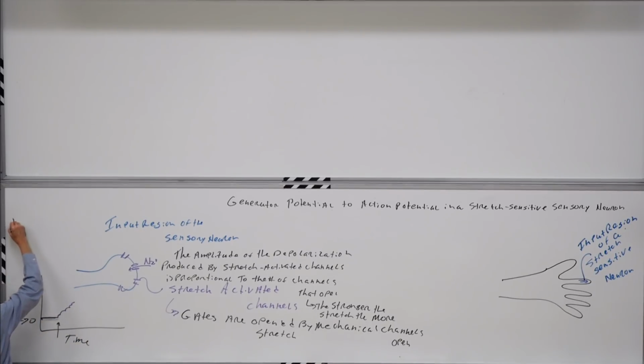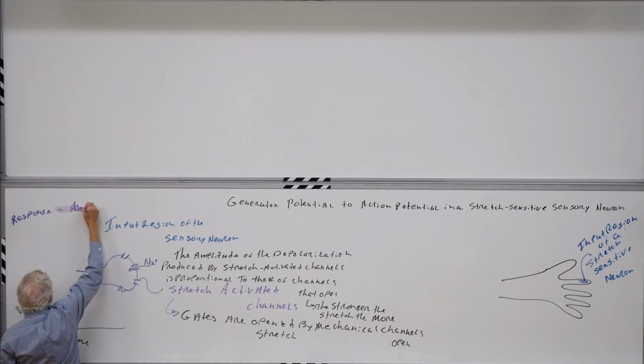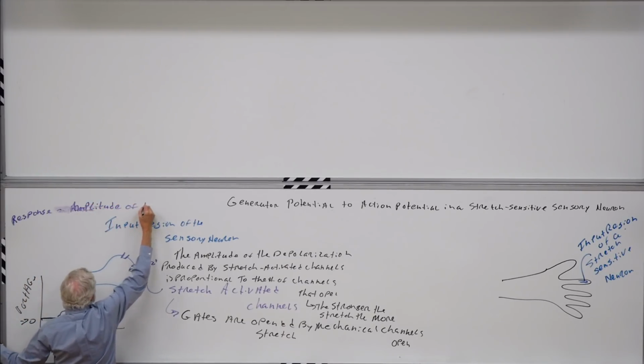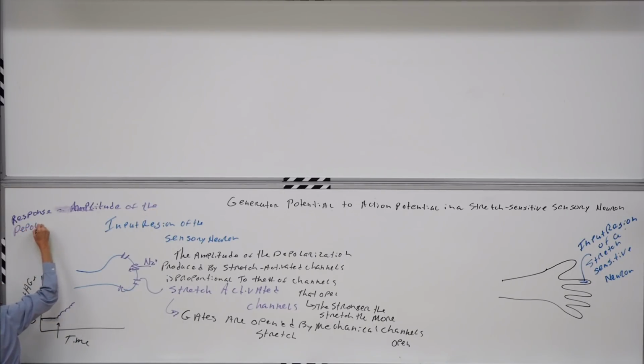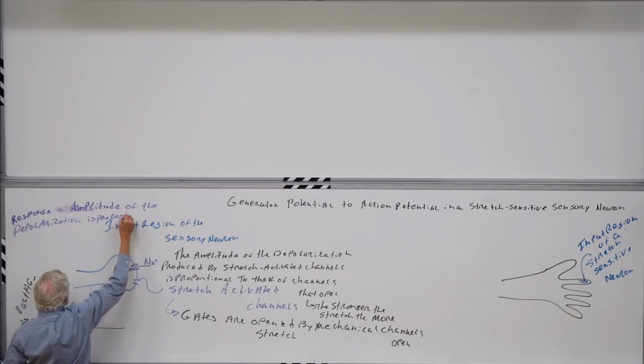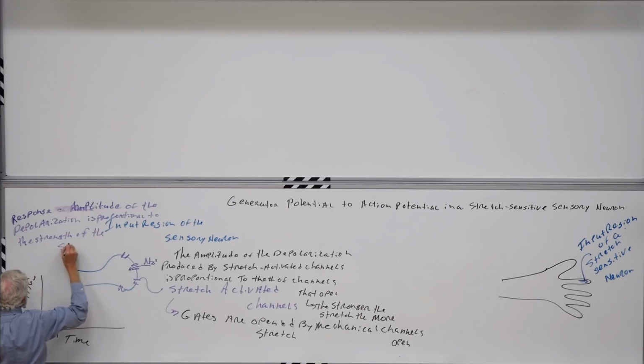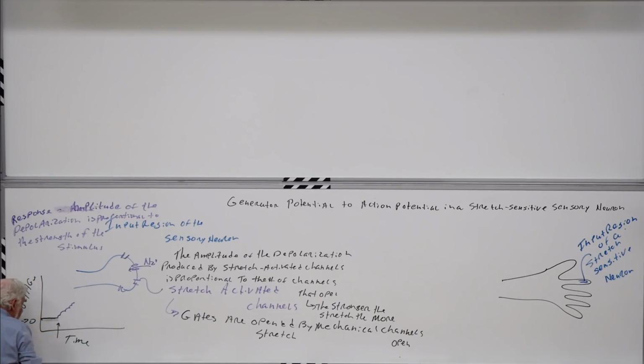We can say that the response, the depolarization, we should even say the amplitude of the depolarization, is proportional to the strength of the stimulus. Now, some of you who have taken some other courses will recognize it is not direct, it's a logarithmic arrangement, but regardless, the more we pull on the membrane, the more ions come in, the greater the depolarization.